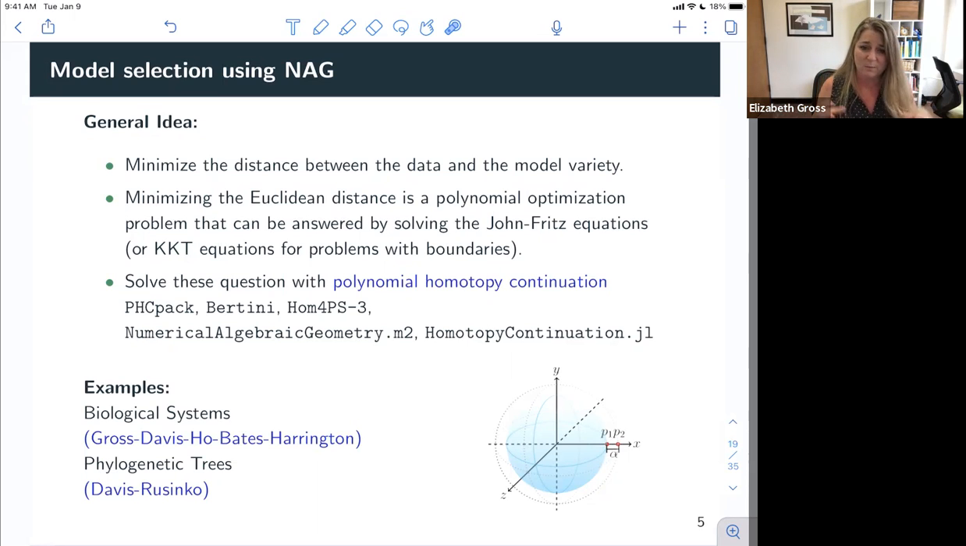And some of the ways to do that belong to this group of polynomial homotopy continuation. And it's quite effective. There's still a long way to go, right? Because solving polynomial systems is hard. We've gotten so good at solving linear systems, but polynomial systems are still hard. But still, there's been a lot of progress, and so we can play around with the things that are implemented and see how far we can get. And so, again, the main idea is that you're going to minimize this distance between some data and some model. Minimizing the Euclidean distance is a polynomial optimization problem, and we can do this with polynomial homotopy continuation.